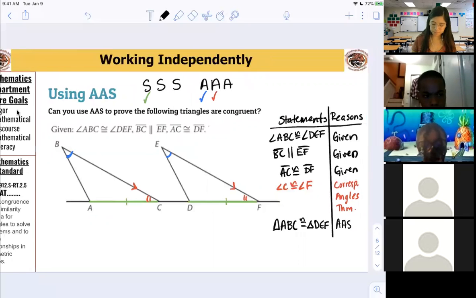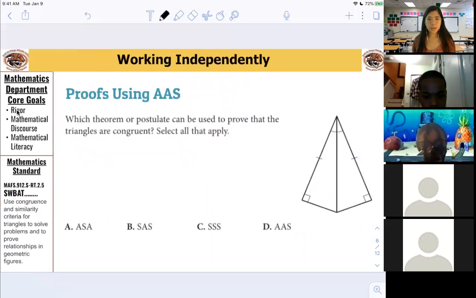All right. So here we are. So taking a look, I already see some answers in the chat. How many different theorems can you possibly use to prove that these two triangles are congruent? So I see ASA and AAS. Anything else? That's it? Okay. So let's take a look.